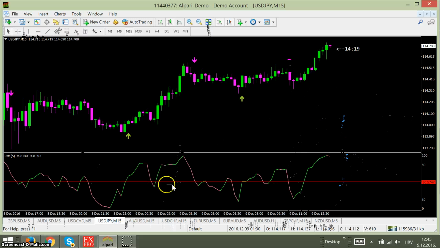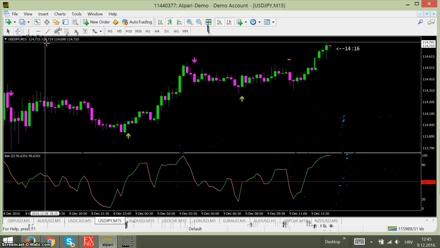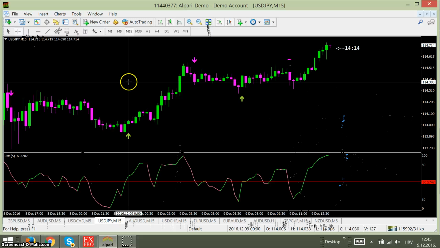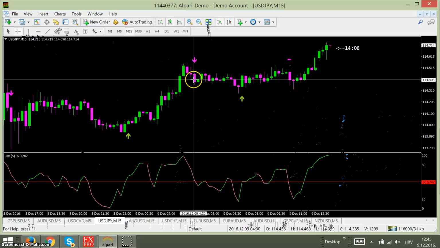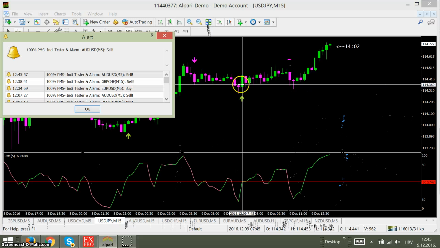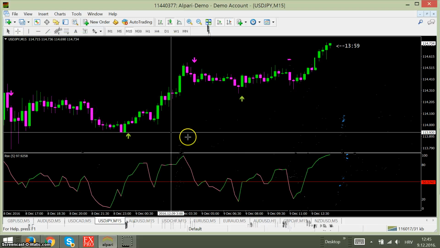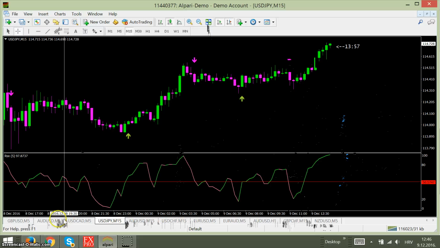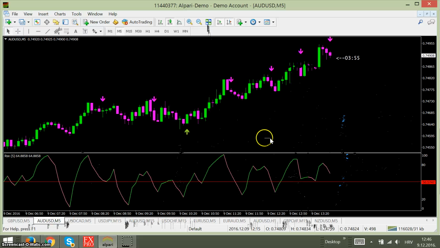Let's see this one. Already confirmed ITM. This one, yes, confirmed. You can take this trade. We get one signal. Let's see what we have.